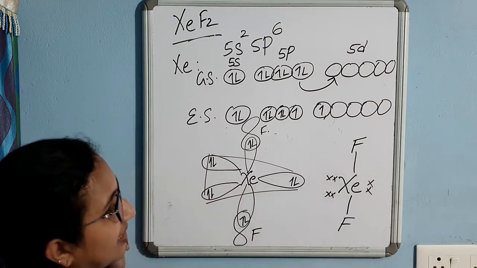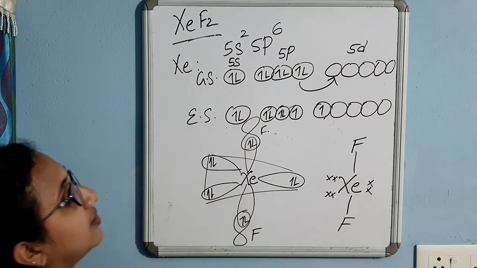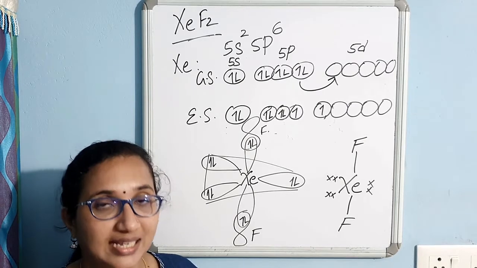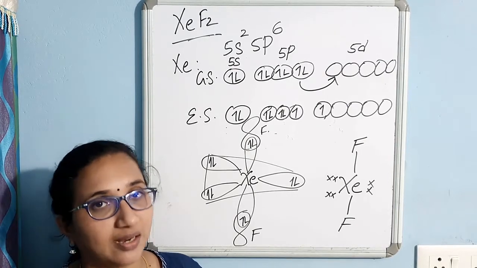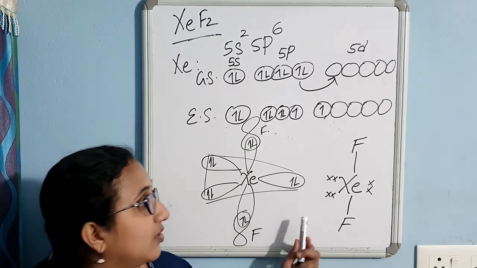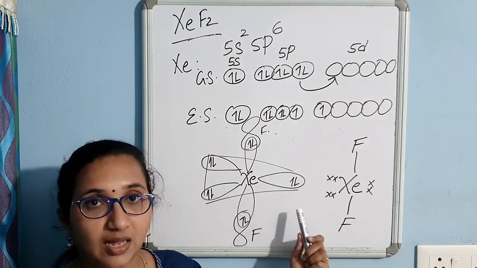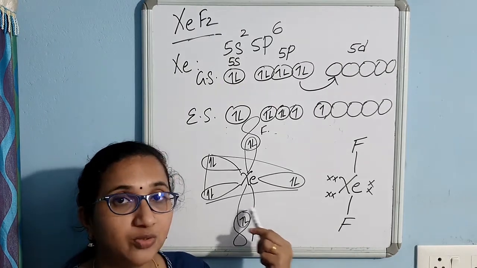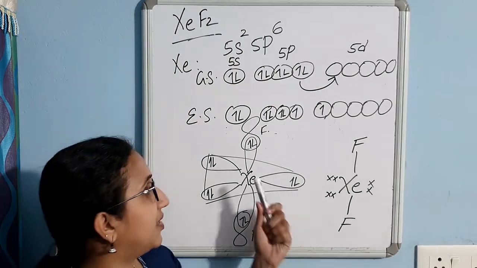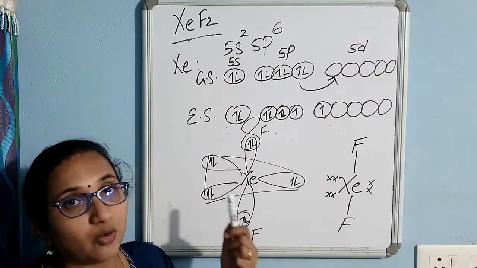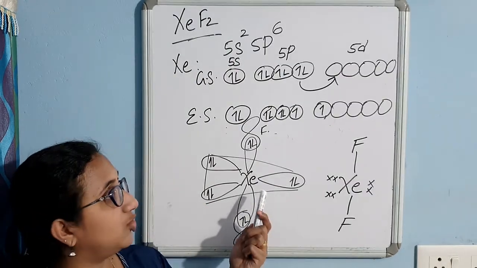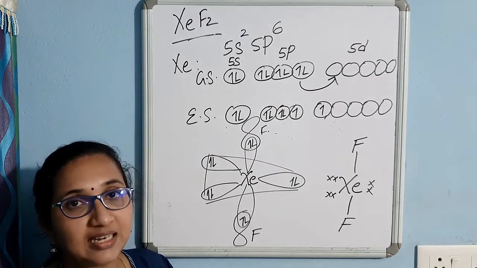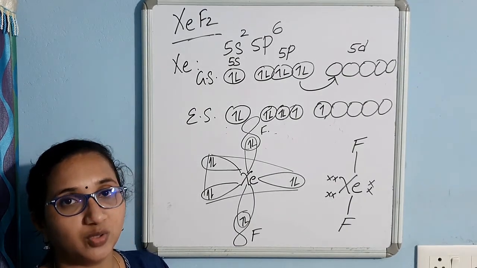So here the geometry is linear and the hybridization is sp3d. For sp3d hybridization, we know there are 5 hybrid orbitals, and among the 5 we have 3 equatorial hybrid orbitals and 2 axial hybrid orbitals. And here, in order to reduce the repulsion, the 3 lone pairs are occupying the equatorial positions and the 2 bond pairs are in the axial positions, resulting in a linear geometry for the xenon difluoride molecule.